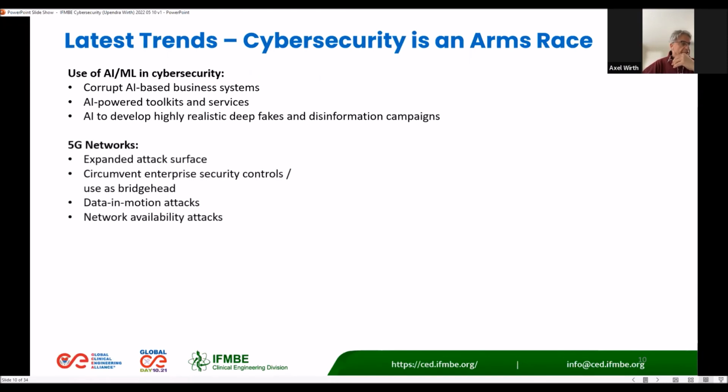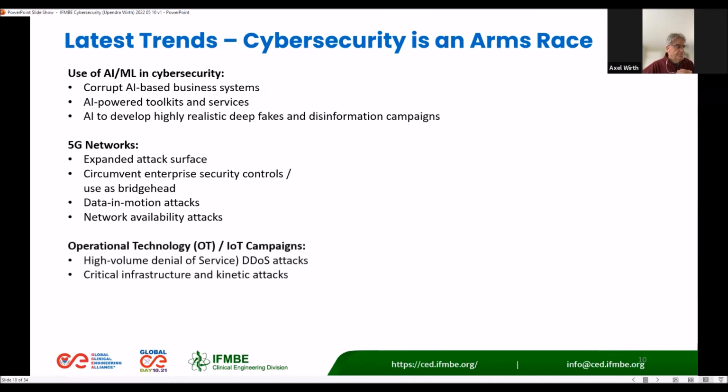Another technology example is 5G networks, which for us certainly has many advantages, for example, the provision of rural healthcare services. But it also expands our attack surface, as attackers are now able to circumvent traditional enterprise networks and attack directly using a 5G connection as a bridgehead for an attack. They can also launch data in motion attacks, on data that is traveling across networks, and they can attack the availability of networks in general and therefore compromise our infrastructure.